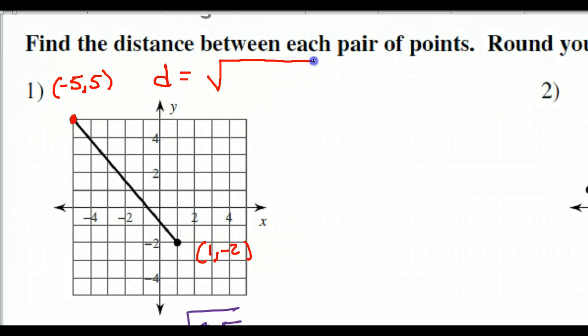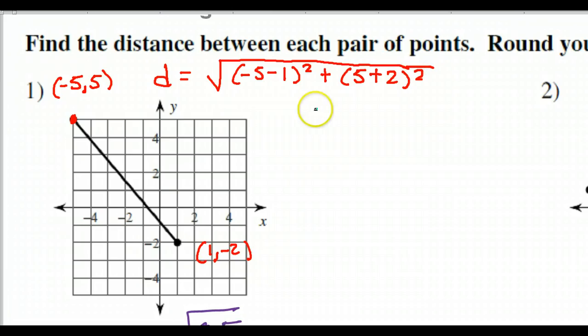So if I do the distance formula, it's going to be the square root of, and I'm going to do x minus x. I'm just going to go in order. So that's going to be -5 minus 1 squared plus, now I'm going to do y minus y. So 5 minus -2. Of course I'm going to do 5 plus 2 because minus a negative is addition. Squared. And then I have to take the square root of all that.